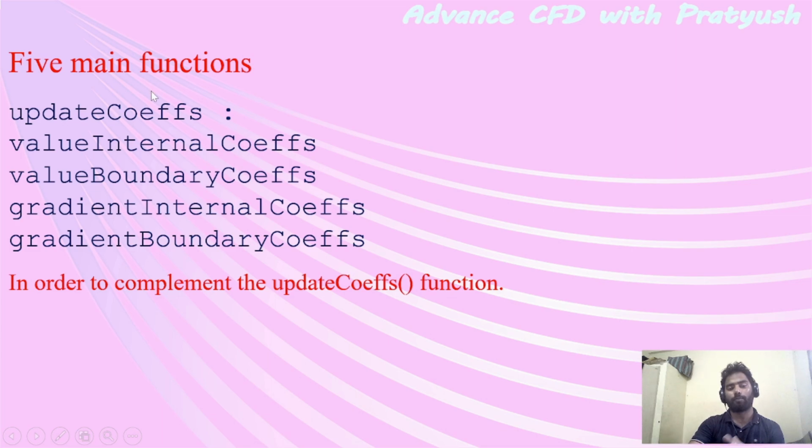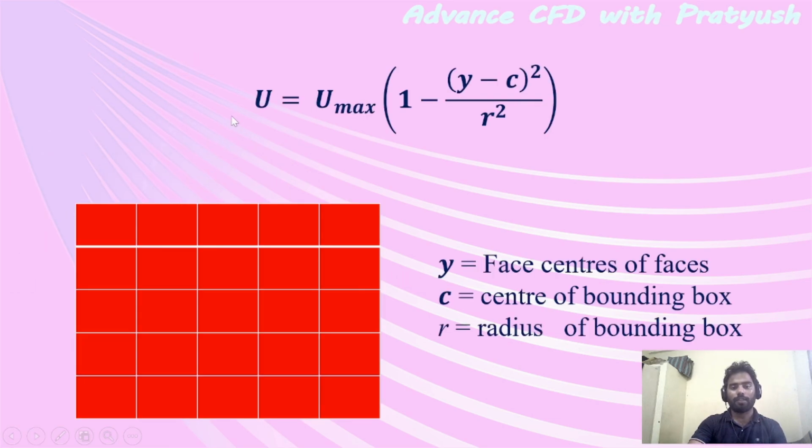Here I am going to give an idea about updateCoeffs. Whatever boundary condition I am going to apply, this function is important for you. The boundary condition we are going to apply is u equal to u max times 1 minus (y minus c) to the power 2 upon r square. Suppose this is the patch given here, and y is the face center of every face. You can see that this is the patch and there are a number of faces. This is a 2D face. This is the boundary condition that we are going to apply. So let's go to the terminal and see how you can develop your own boundary condition.